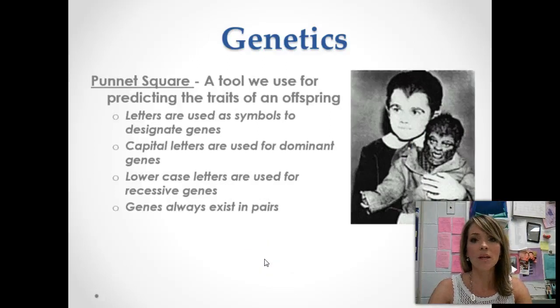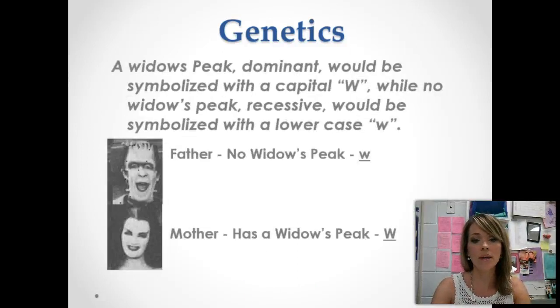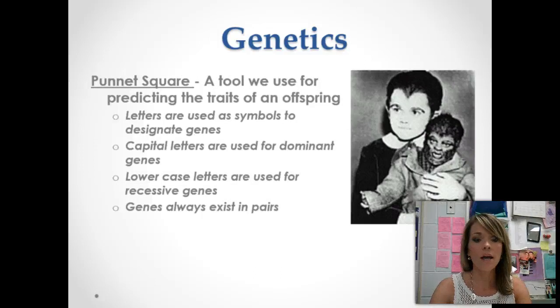Now, one of the things that we're going to be using is a Punnett square. A Punnett square is just this simple little tool that we can use to predict the traits of the offspring, the percentage that are going to have that particular trait. And so when we're using the Punnett square, and I'll show you what that looks like in just a second, you need to remember a few rules.